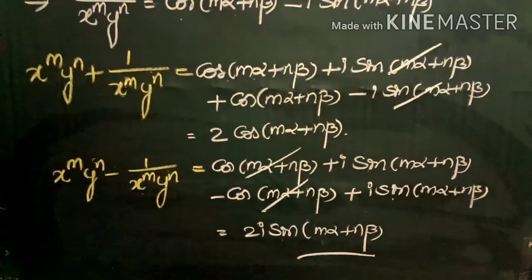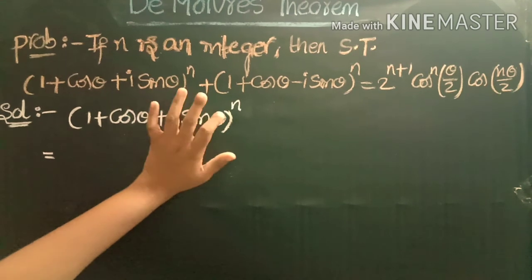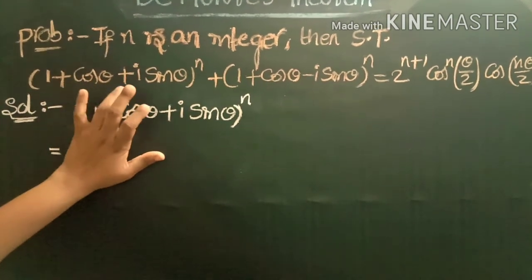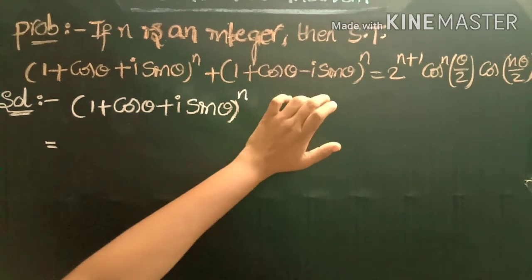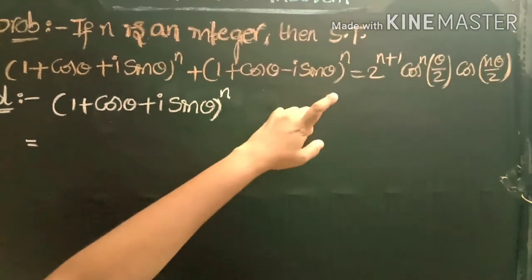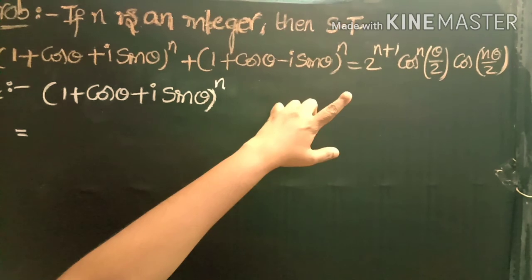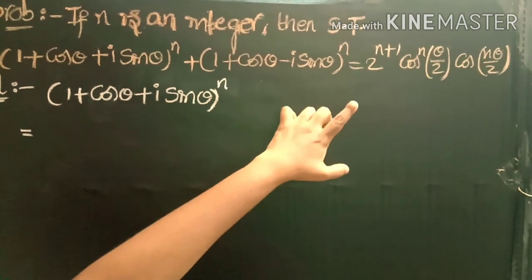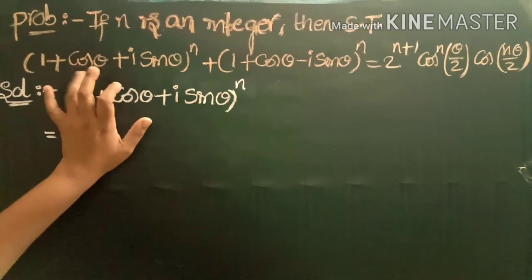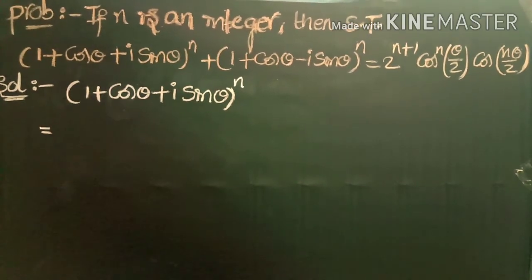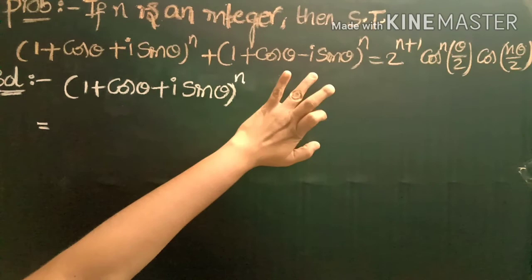That's all. Problem: if n is an integer, then show that (1 + cos θ + i sin θ)^n + (1 + cos θ - i sin θ)^n is equal to 2^(n+1) cos^n(θ/2) cos(nθ/2). So here we want to show this result. The first term is 1 + cos θ + i sin θ, and the second term is 1 + cos θ - i sin θ.